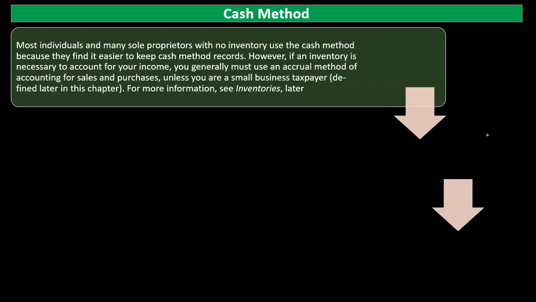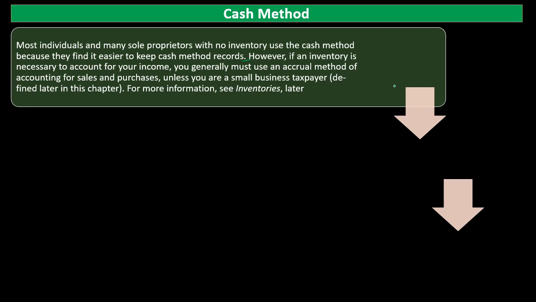So, cash method. Most individuals and many sole proprietors, with no inventory being one of those things that may force you to use an accrual method, use the cash method because they find it easier to keep cash method records. So that's the point of the cash method. The cash method is to say, hey, I know the audit trail for cash. I can see the cash going in and out, and that's easier for the IRS too. If everything's on the level and there's no difference between when earnings happen and cash, or they're fairly close in time, then cash is great because it's easy to see what is happening.